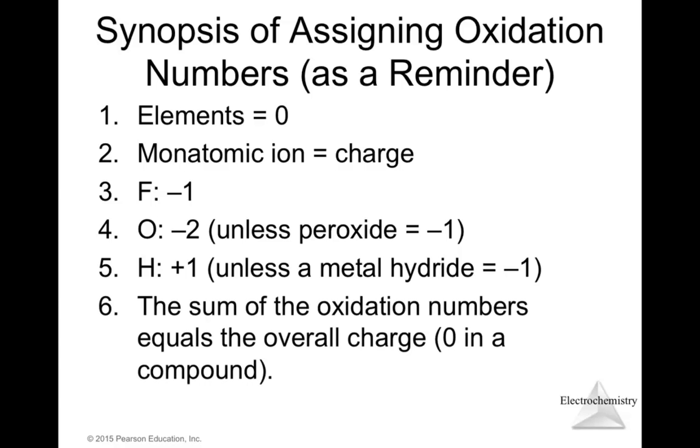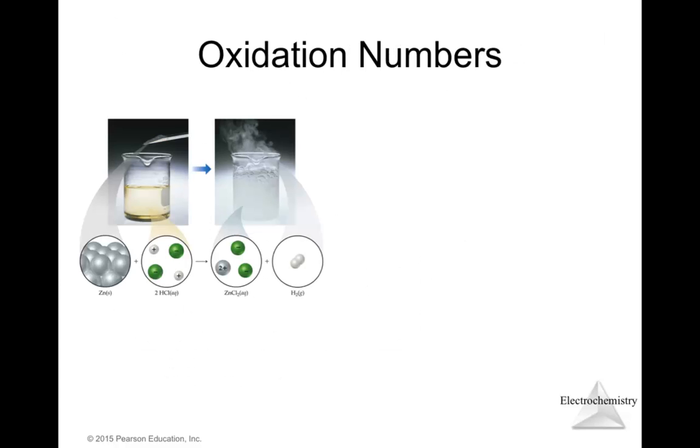The sum of the oxidation numbers equals the overall charge. If you have a compound that doesn't have a charge, the overall charge is 0. In polyatomic ions, it will be the overall charge, the contribution of each of the elements or ions that are part of that polyatomic ion. We're going to see a few examples in a minute.